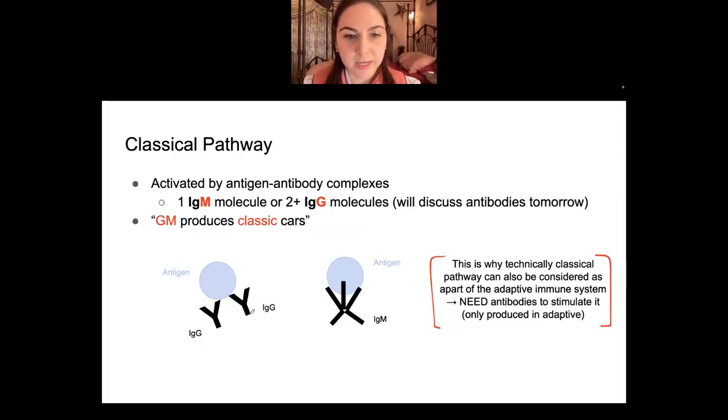IgG is just a normal Y-shaped antibody. So you have 2 or more of them, and that can stimulate complement. IgM is a pentamer, so it looks weird. It doesn't look like a normal antibody, you would think. It looks like a series of 5 spokes, and that's what IgM is. You only need 1 of those to activate complement. Again, this is why it's considered a part of the adaptive immune system. You need antibodies to stimulate the classical pathway, and antibodies are only in the adaptive immune system.